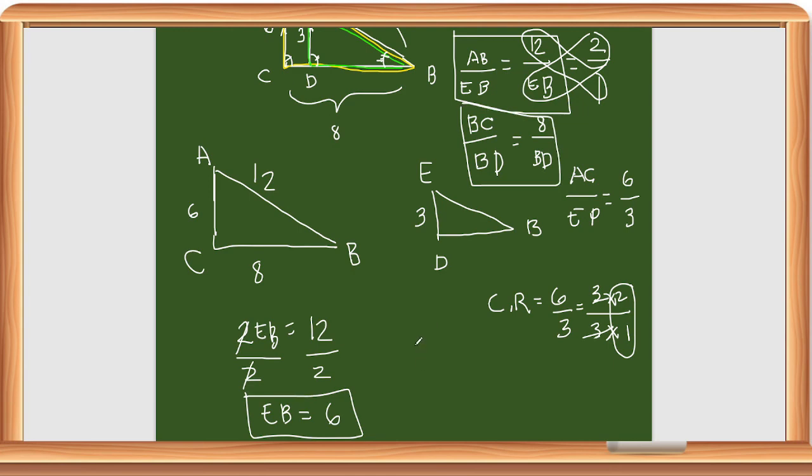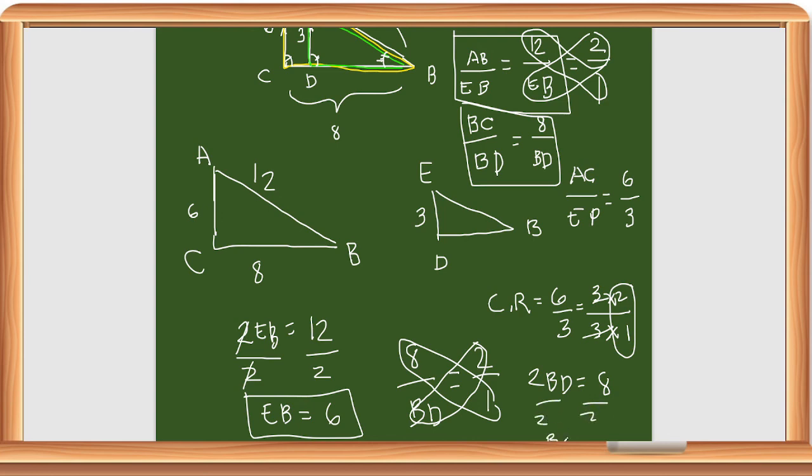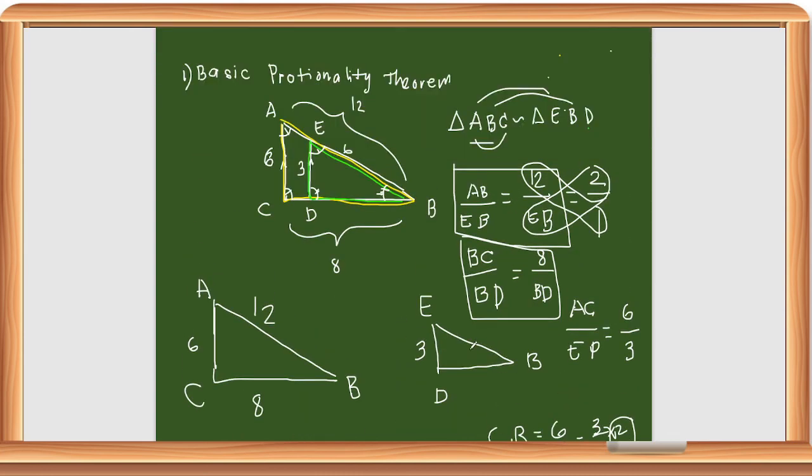And then we also have to solve for BD. Okay, so we have 8 over BD is equal to 2 over 1 ulit. So, cross multiply again. 2BD is equal to 8 times 1 is 8. So, dividing both sides by 2, BD therefore is equal to 4. Okay? So, yung BD mo is 4.